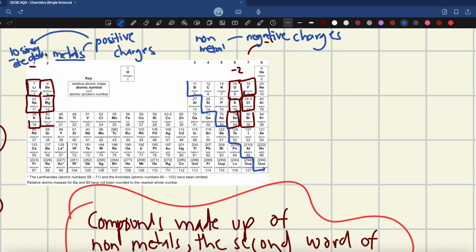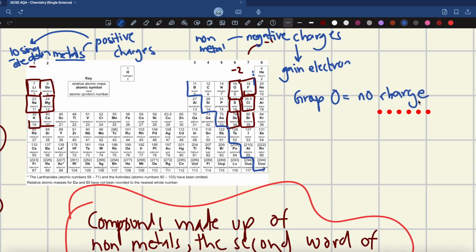And how do non-metals become negatively charged? They gain electrons. So always know that group 0 elements are always going to have no charge. They are neutral. They cannot form ions. Why can they not form ions? Because what are ions in the first place? They're charged particles. Group 0 elements are not going to have any charge.